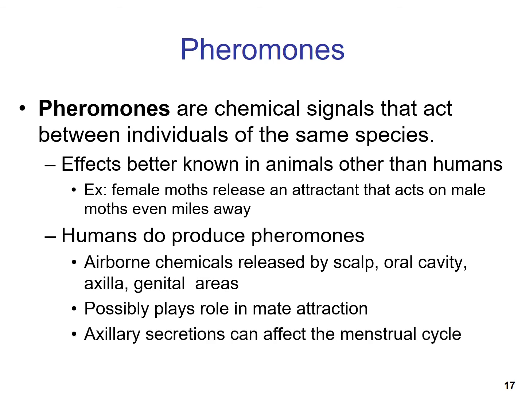So axillary secretions can also affect the menstrual cycle. So basically, if you have several women who are menstruating living in the same house, then their menstrual cycles will actually sync up and they'll happen more or less simultaneously.